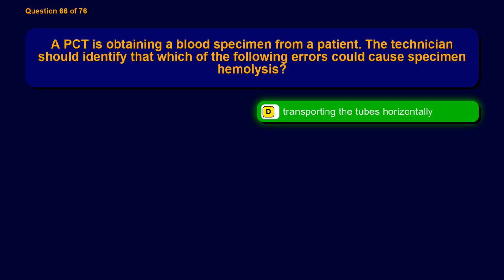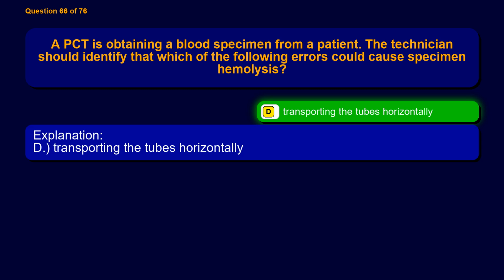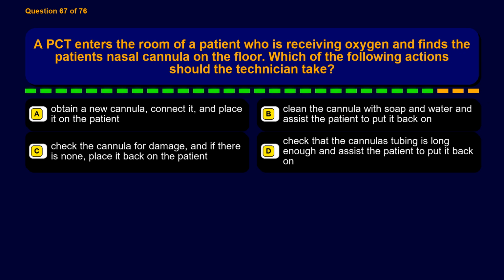The correct answer is option D, transporting the tubes horizontally. Question 67. A PCT enters the room of a patient who is receiving oxygen and finds the patient's nasal cannula on the floor. Which of the following actions should the technician take?